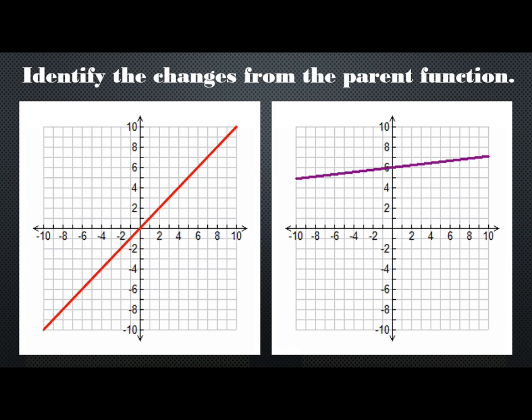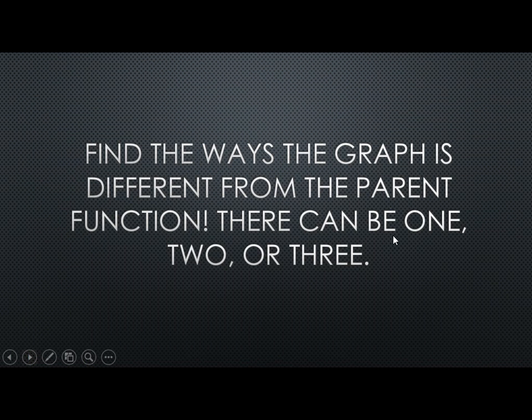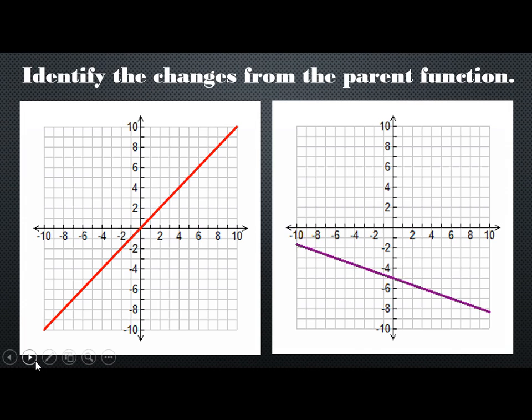Alright. So next up we have find the ways the graph is different from the parent function. There could be 1, 2, or 3 different ways. Oh my goodness, does it ever end? There's a lot that we can do to it. So remember, there's 3 things we can have: a shift up or down, a reflection, and more steep or less steep. So those are the 3 things we're looking for.